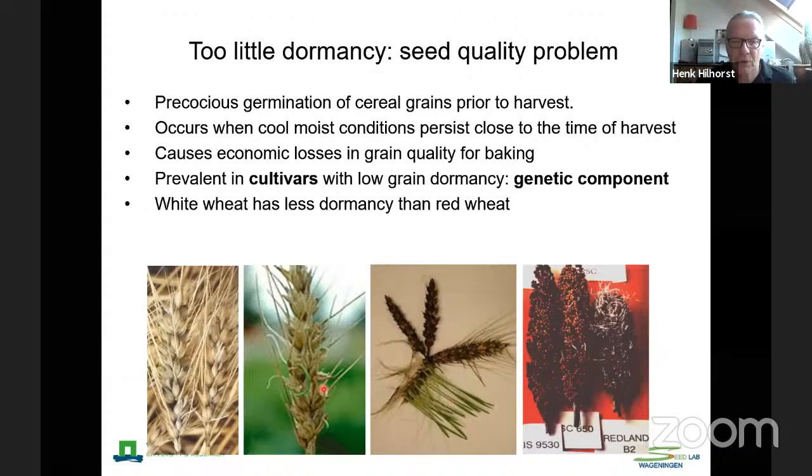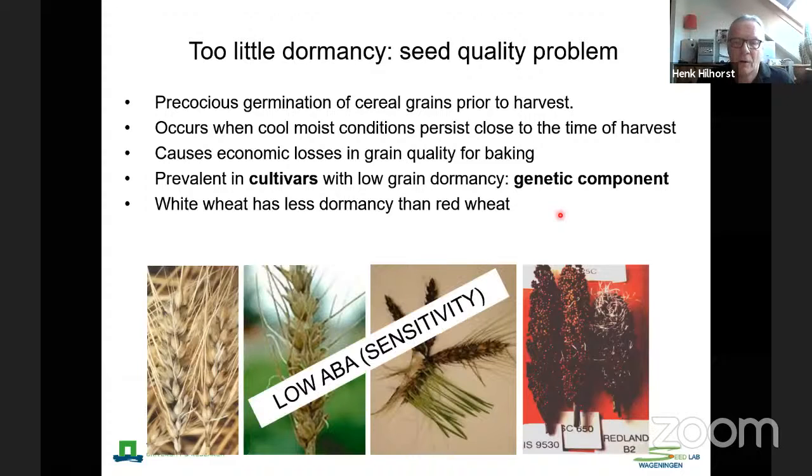Here you see some examples of pre-harvest sprouting. This is a big problem in many countries of the world. So there's a lot of research going on to find out the causes of pre-harvest sprouting. And well, one of the main conclusions is that it is a matter of low ABA or low sensitivity to ABA during seed development. And it is very likely that this has occurred during domestication and breeding of the crop, because there has always been a selection for quick germination. And we know that quick germination is related to low ABA.